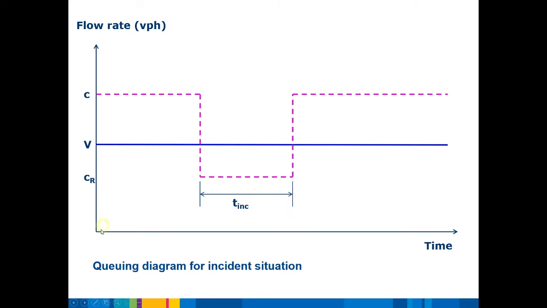So this is what the graph looks like. On the vertical axis, we have flow rate in vehicles per hour. On the horizontal axis, we have time. So our dotted line, this is the capacity of the highway, and it changes before and after the incident. So before the incident, we've got capacity C. During the incident, the capacity drops to CR, and then after the incident, the capacity returns to C again. The whole time we have a constant demand.